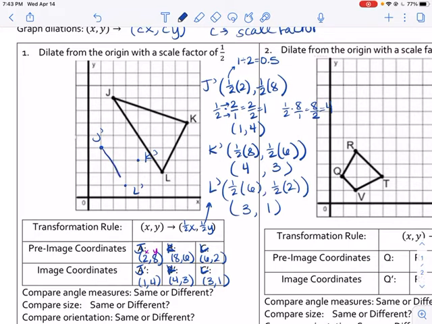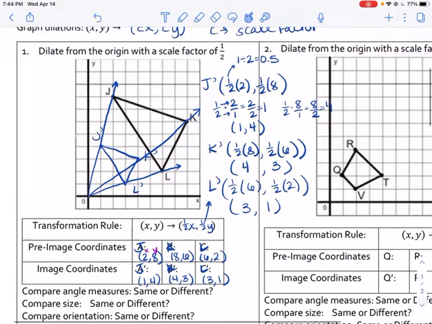If you're just eyeballing this and you're just like, okay, I'll go half the distance, make sure that you're going half of how much it goes in both the x and y directions. One way to check that you did your dilation properly is remember they have to be in the same direction. So we're looking at the direction from the origin that J prime and J are. They're both on the same line, so that means they're both in the same direction. Same thing with L, and I think same thing with K. It went up 3, right 4, and then up 3, right 4. So that is on the same line. So that's how you can check.